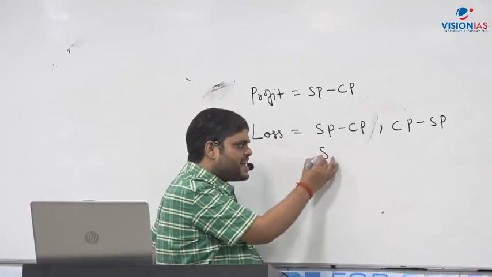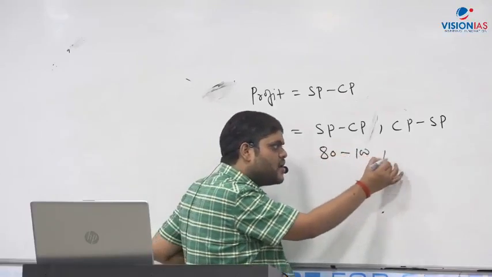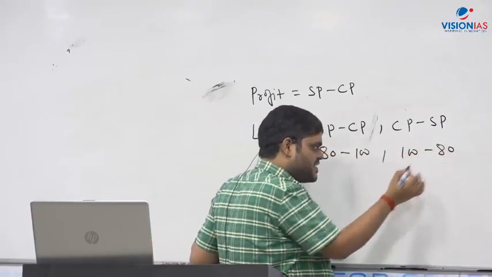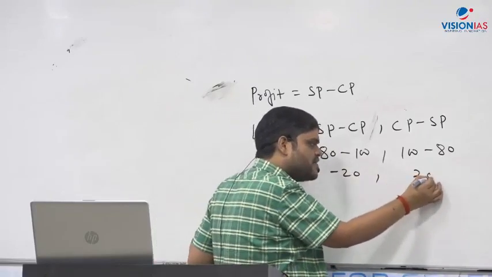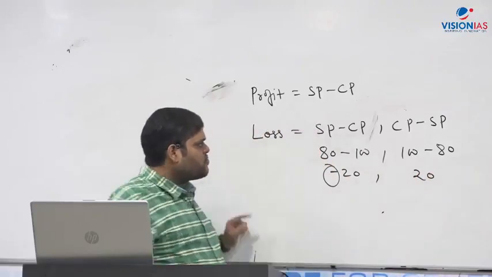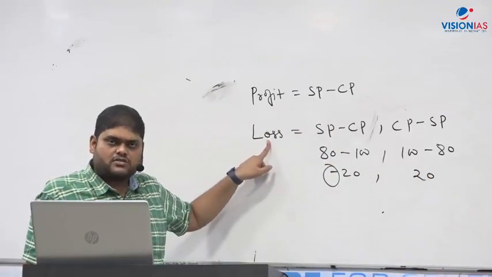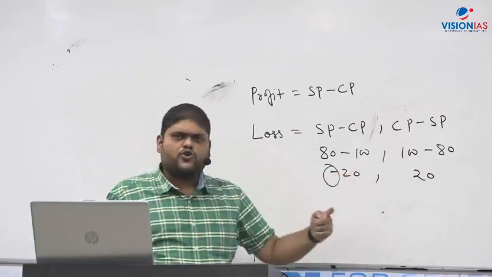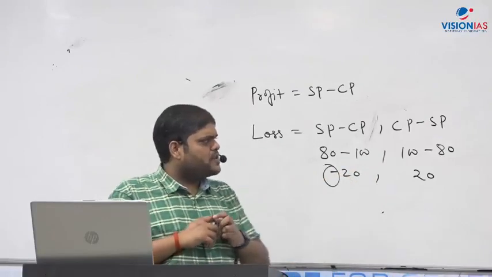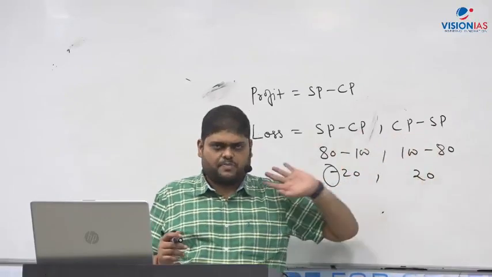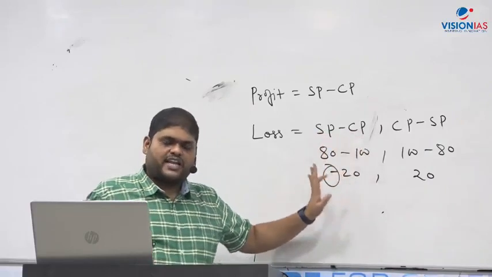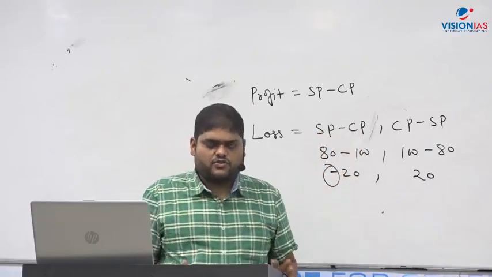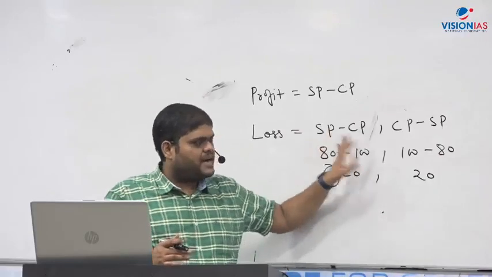Either you subtract 80 minus 100 or 100 minus 80. This will become minus 20 and this will become 20. There is no meaning of minus because already we are saying loss. So anyway you can go, no issue with that. Generally in books you will find out CP minus SP upon CP. But since we are doing final value minus initial value upon initial value, so you won't get confused. That's why I am taking SP minus CP.